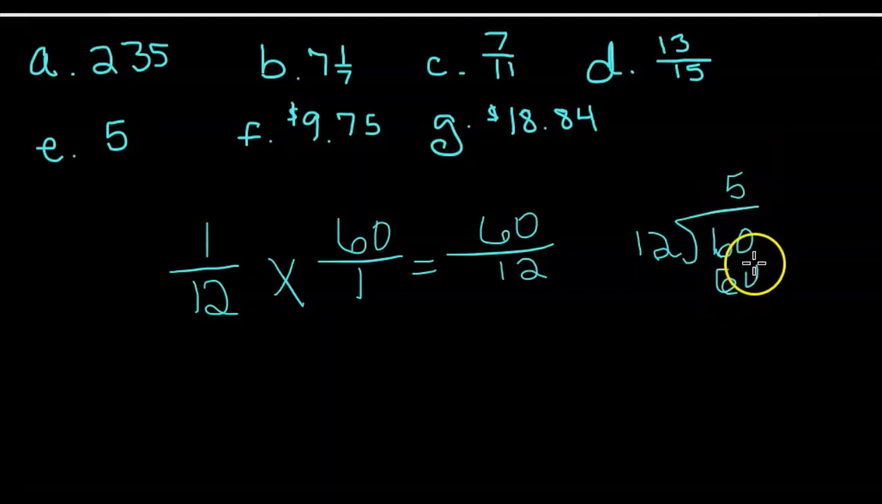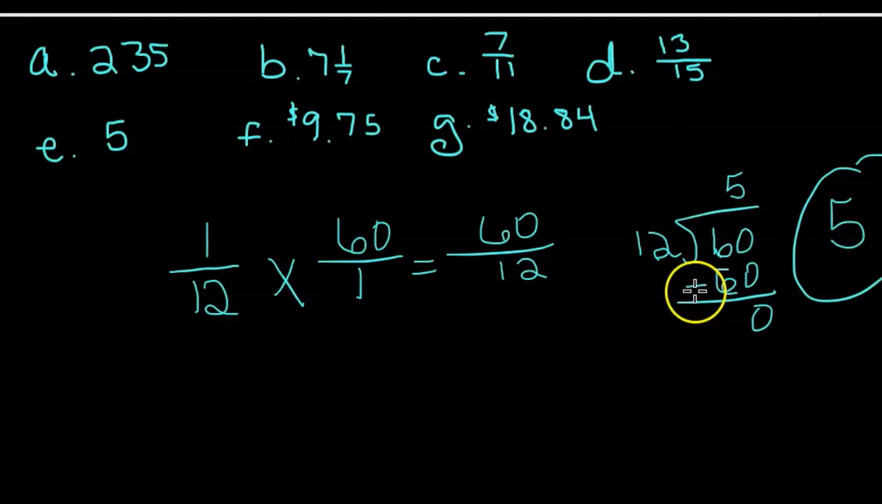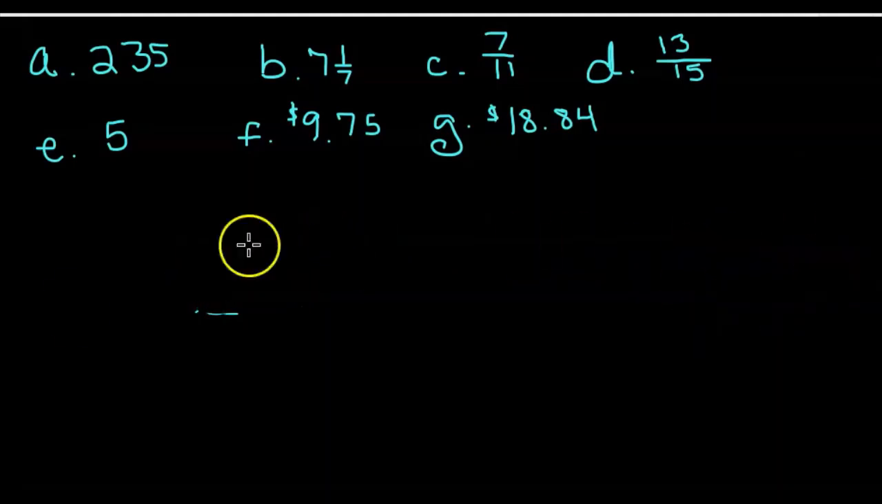So we would have a 0 for a remainder. So this time we're only going to have a whole number, not a mixed number. So our answer would be 5. All right, and then F, we're just subtracting there, so you should have gotten $9.75. And G, another subtraction problem, $18.84. All right, great job on that.